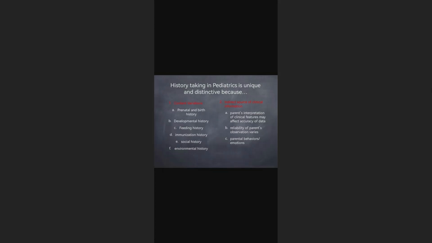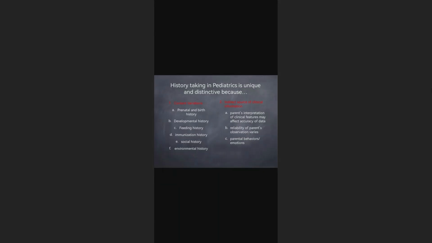Social history is also important, especially in our adolescents. Later on, I will show you the different tool in assessing adolescents. Environmental history is also important, especially in cases of child abuse. We also have indirect source of clinical information. This is also quite important. For example, parents' interpretation of clinical features may affect the accuracy of the data. Sometimes we have parents in denial, or parents with guilt feelings. So they divert the history.